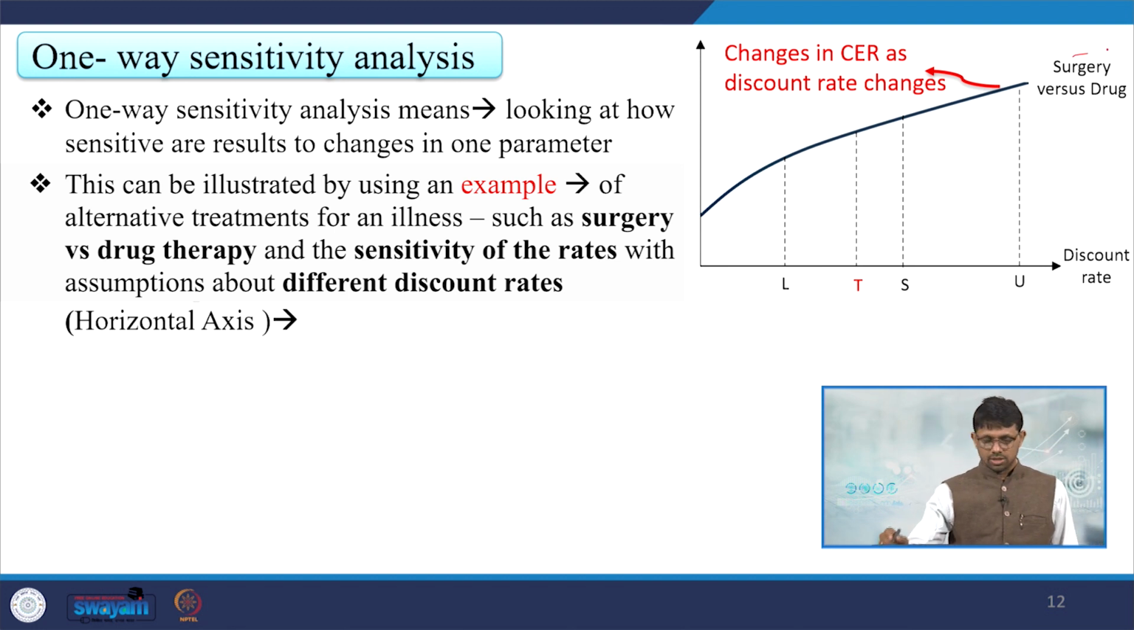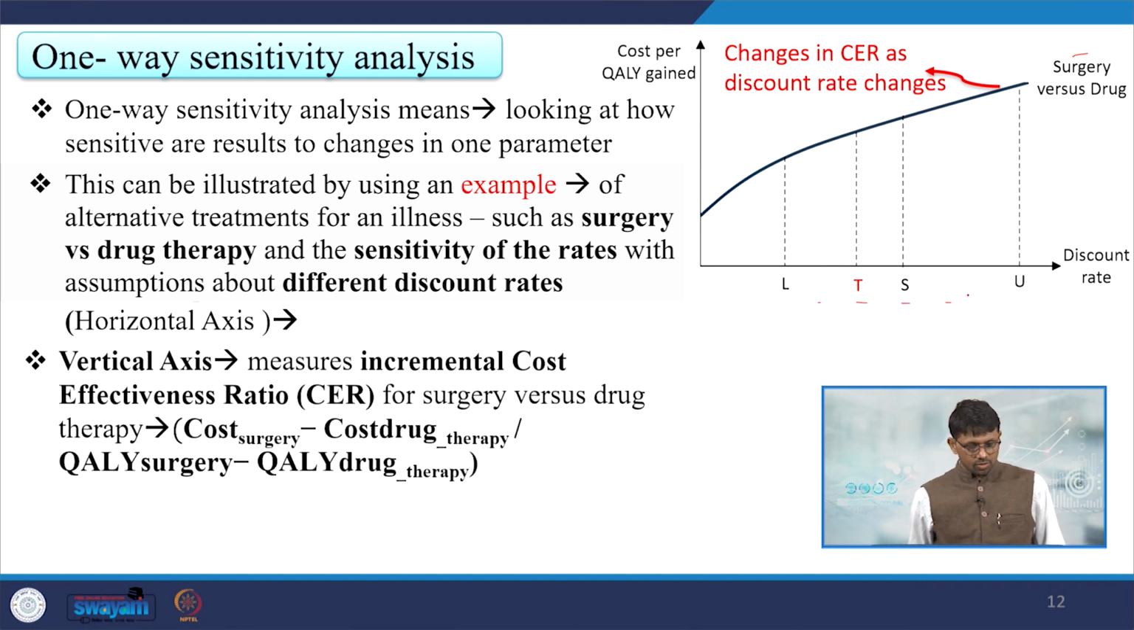Okay, surgery versus drug therapy in this example, and the sensitivity of the results to assumptions about different discount rates on the horizontal axis is given. So, over time, the rates are discounted. In the vertical axis we are measuring the incremental cost of surgery as against drugs. So, the vertical axis measures the incremental cost effectiveness ratio, that is called ICER. Okay, ICER, incremental cost effectiveness ratio for surgery versus drug therapy.